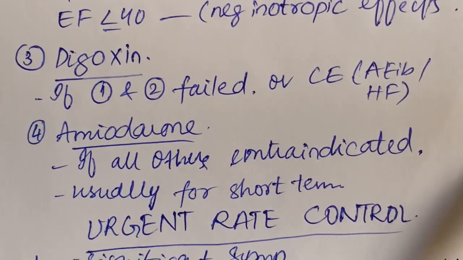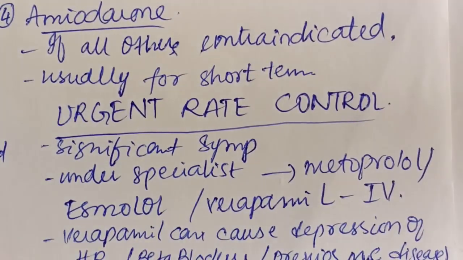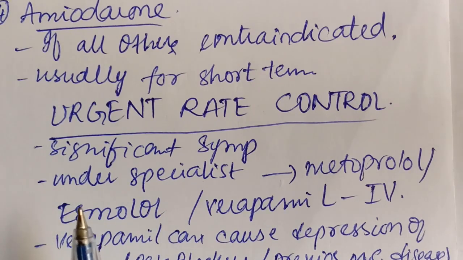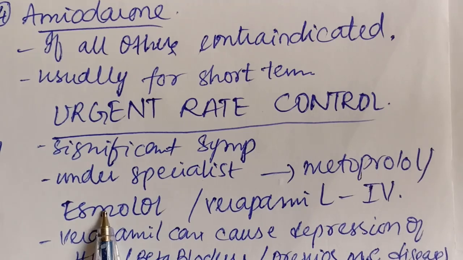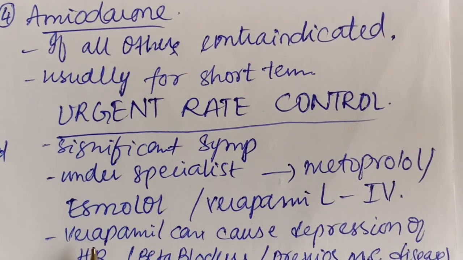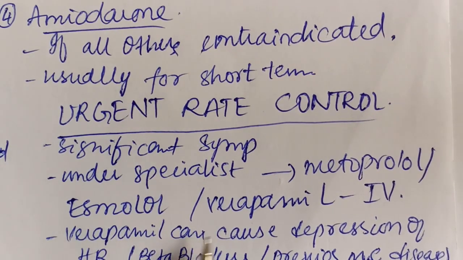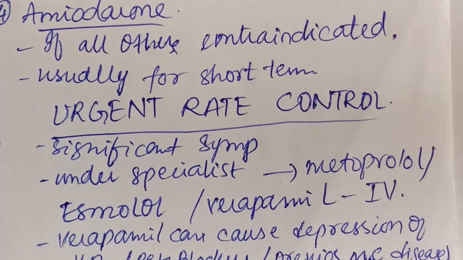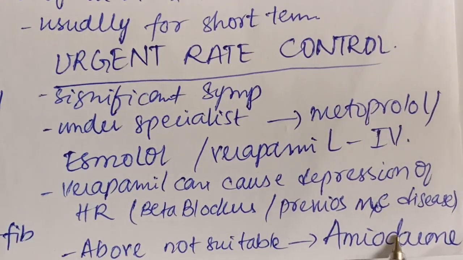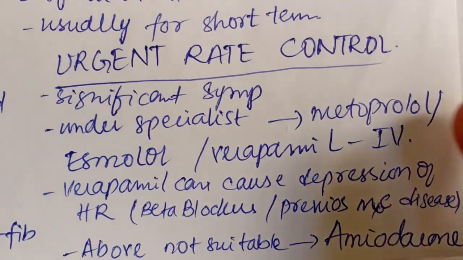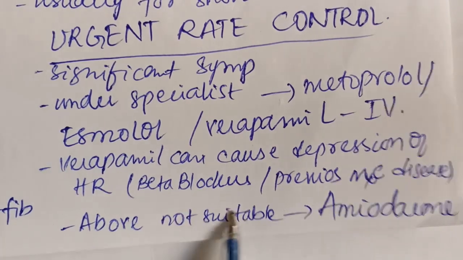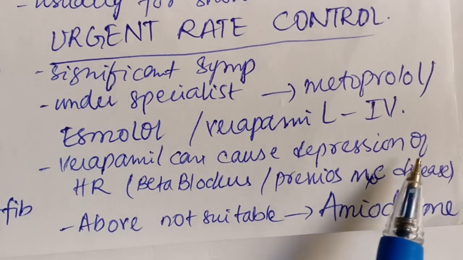Now, urgent rate control is indicated when there are significant symptoms, and it is given under specialist care. Metoprolol, esmolol, or verapamil can be given IV. But the side effect of IV verapamil is that it can cause depression of heart rate, especially if the patient is on beta blockers or there is previous myocardial disease. And if all of the above drugs, esmolol and these drugs, are not suitable, we can go for amiodarone for urgent rate control.